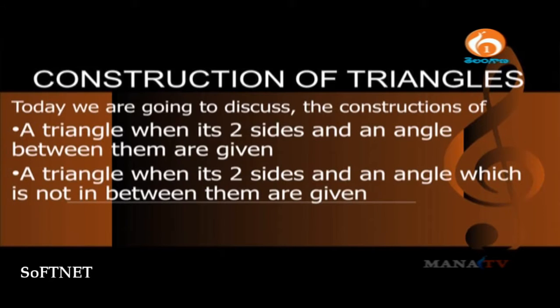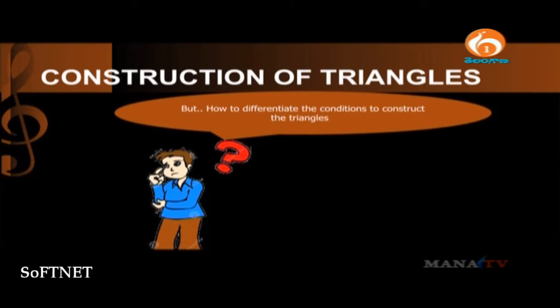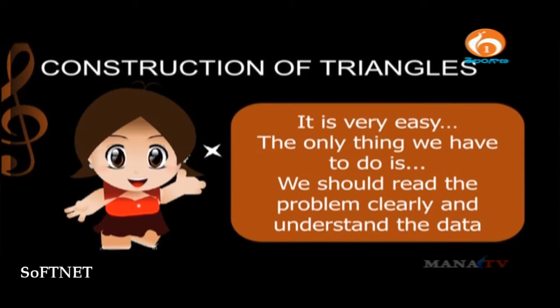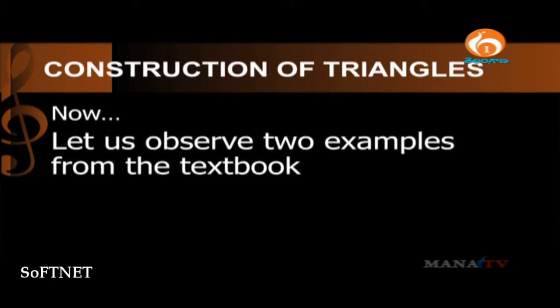Today we are going to discuss the constructions of a triangle when its two sides and an angle between them are given, and a triangle when its two sides and an angle which is not in between them are given. Is there any difference in between these two questions? But how to differentiate the conditions to construct the triangles? It is very easy. The only thing we have to do is we should read the problem clearly and understand the data. Now, let us observe two examples from the textbook.